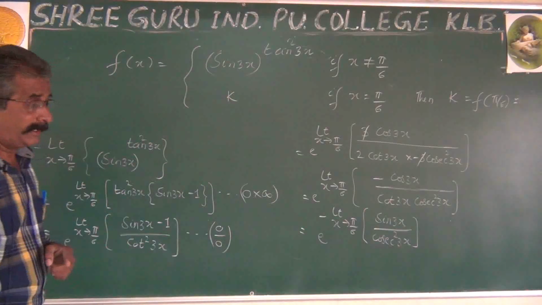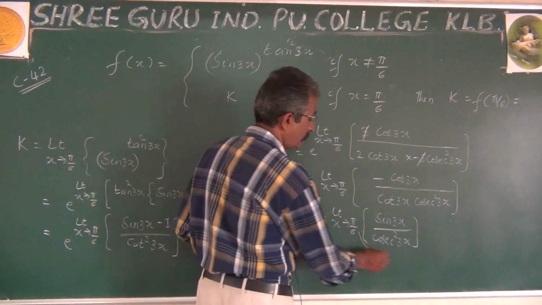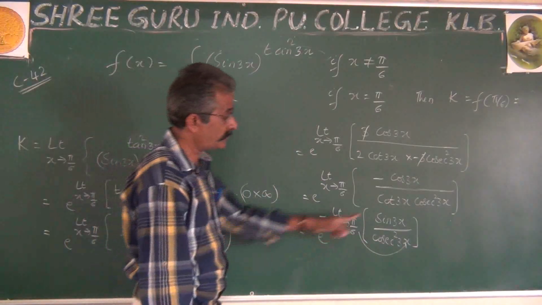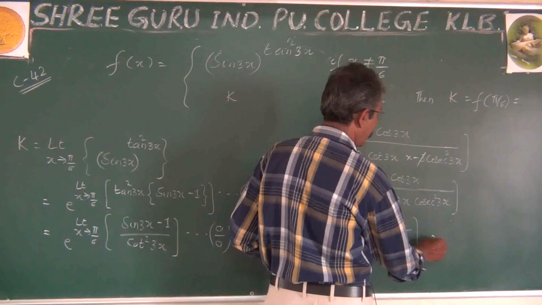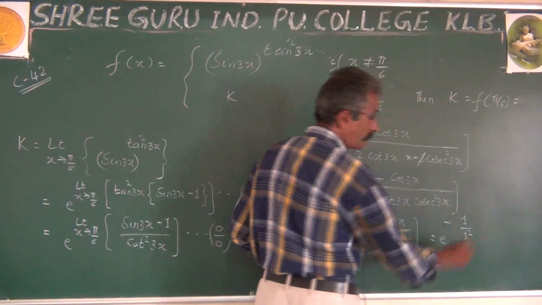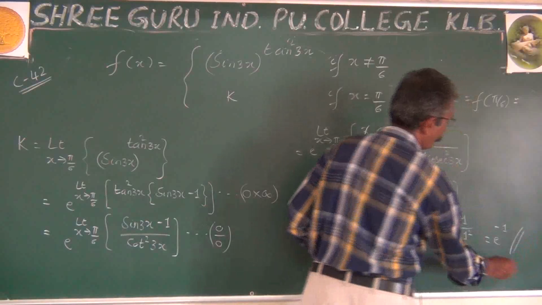Now replace x by pi by 6; it does not become 0 by 0 form. After putting x equal to pi by 6, what does it become? Cosec pi by 2 is 1, sin pi by 2 is 1. So it is e raised to minus of 1 divided by 1 square, total answer e raised to minus 1.